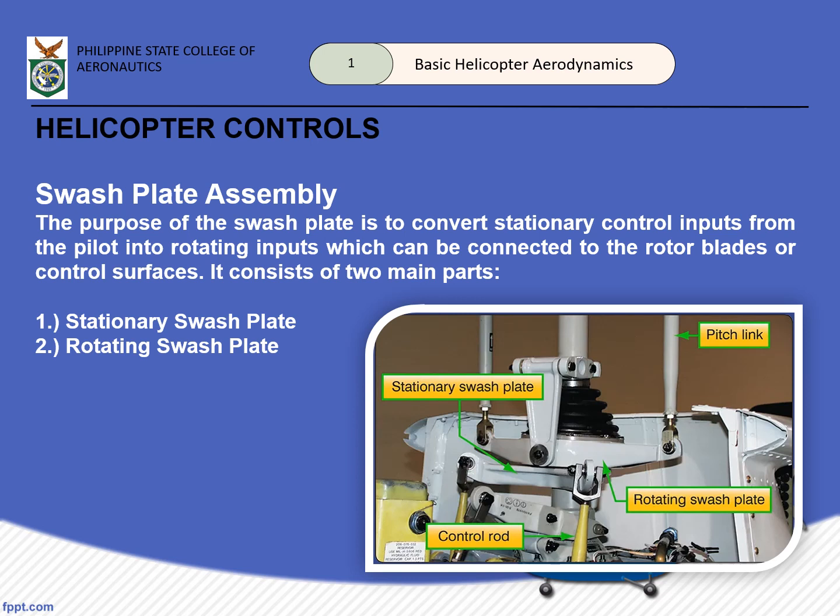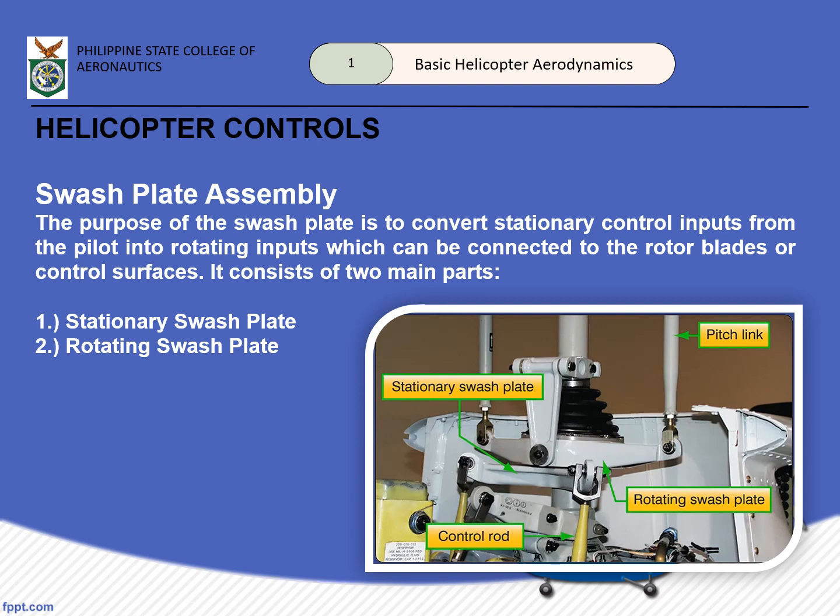Still under the helicopter controls, before we proceed to the aerodynamics proper, is the swash plate assembly. By definition, the purpose of the swash plate is to convert stationary control inputs from the pilot into rotating inputs, which can be connected to the rotor blades or control surfaces. It basically consists of two main parts, the stationary swash plate and the rotating swash plate. The control inputs made by our collective and cyclic are transferred to the rotor blades. How?